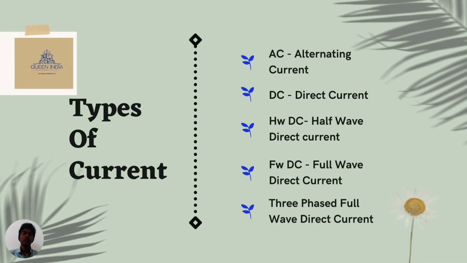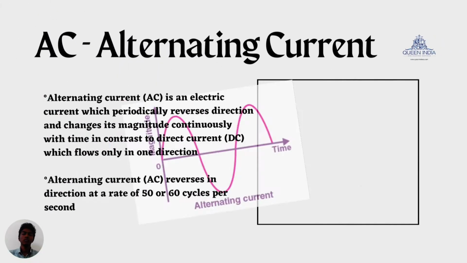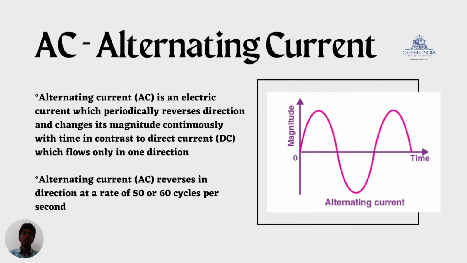Types of current. Alternating current is used to demagnetize the material. Direct current is used to magnetize the material. Half-wave direct current, full-wave direct current, three-phase full-wave direct current. Alternating current is an electric current which periodically reverses direction and changes its magnitude continuously with time, in contrast to direct current which flows only in one direction. Alternating current reverses direction at a rate of 50 or 60 cycles per second.